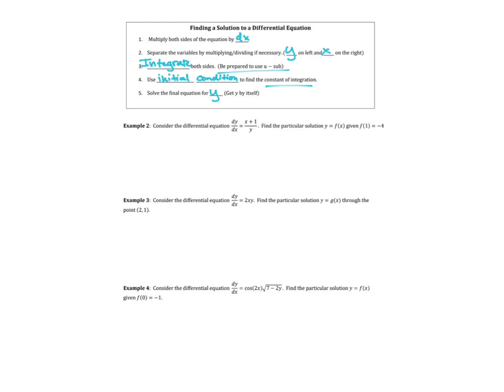All right, so here we go. This is example 2. They say consider the differential equation dy dx equals x plus 1 over y. Find the particular solution, y equals f of x, given the initial condition f of 1 equals negative 4. So our first move here is going to be separate our variables. We're going to take dy over dx.